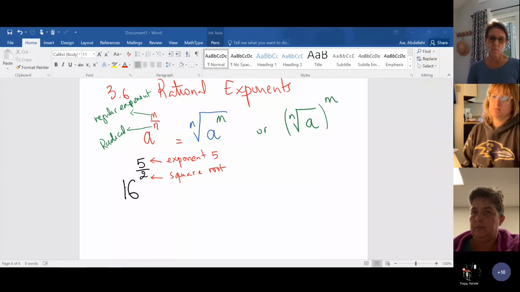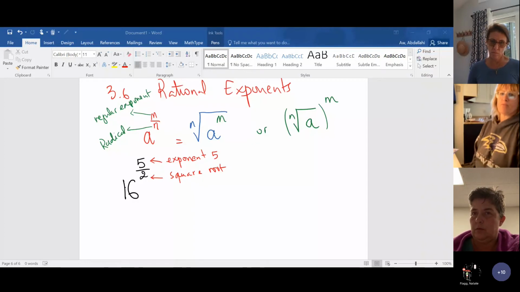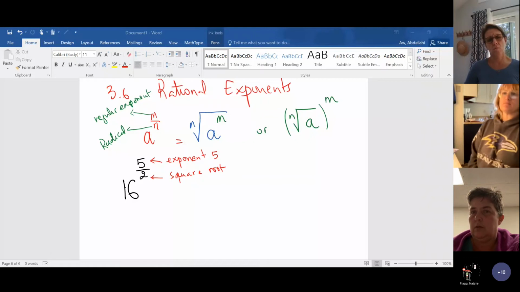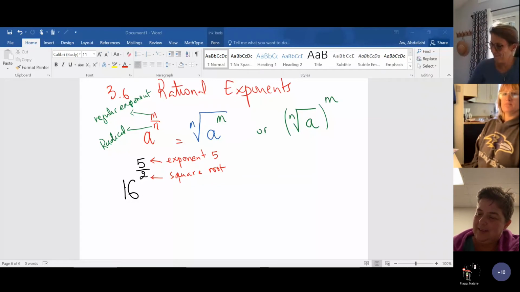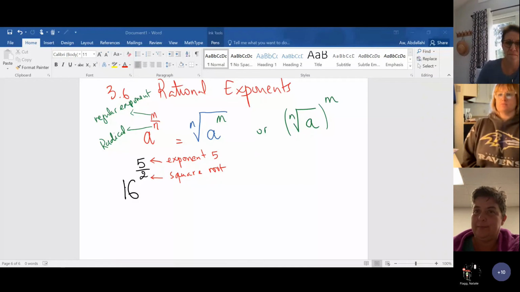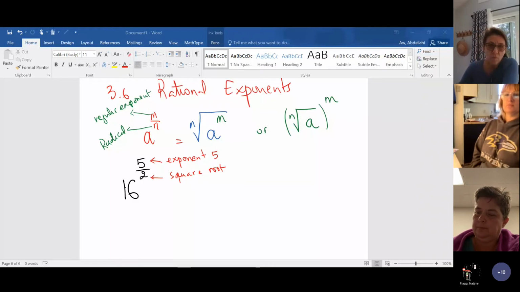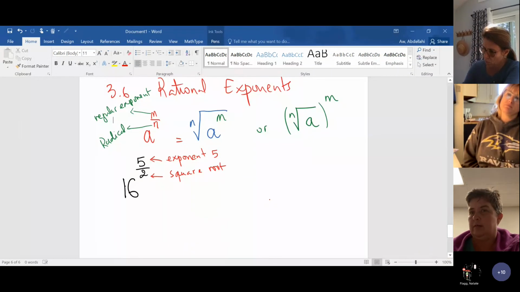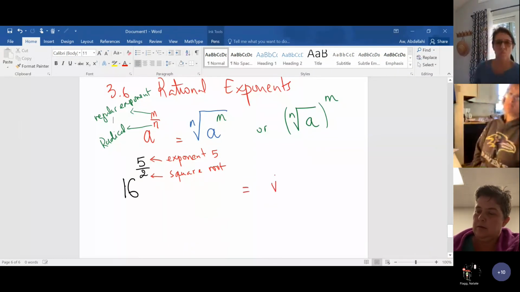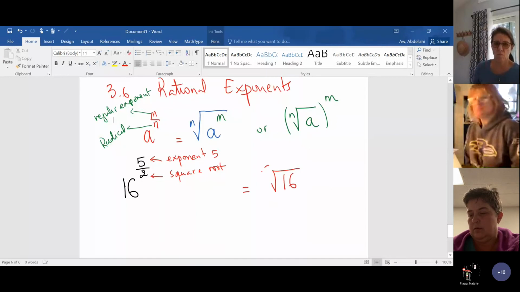If my number is smaller, then it's easier. Can one of you raise 16 to the 5th power without a calculator? No. I cannot do it, right? It's very hard to raise 16 to the 5th power. So what you're going to do first is take the square root of 16. If you want to do the mental math, we take the square root of 16, and then raise it to the 5th power. Easier.